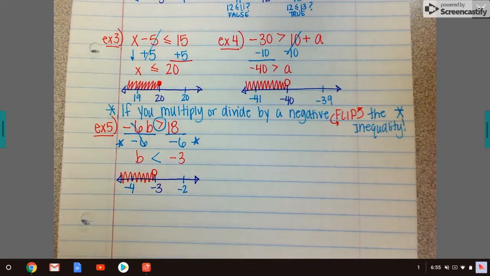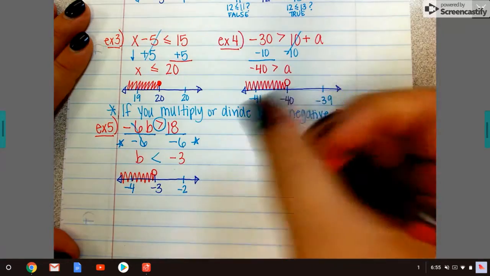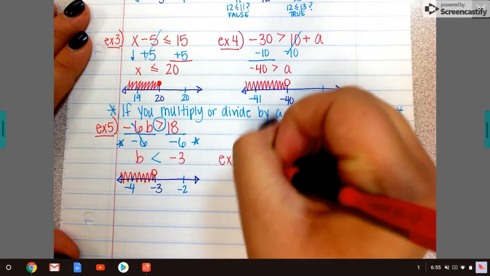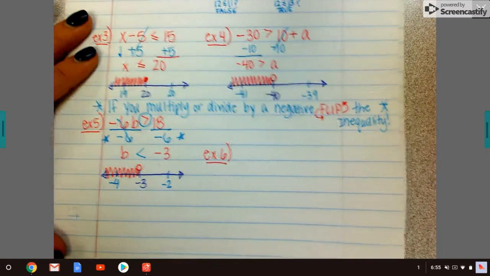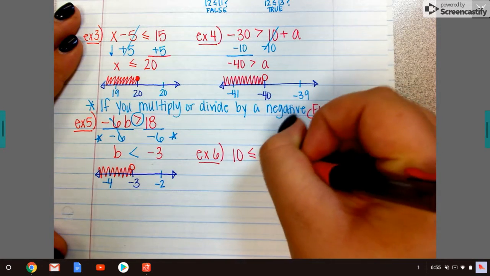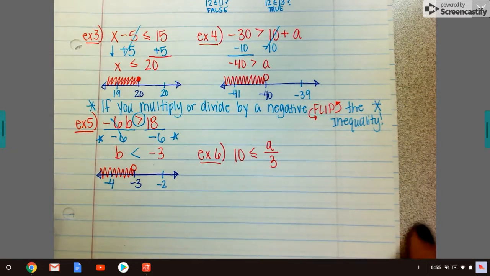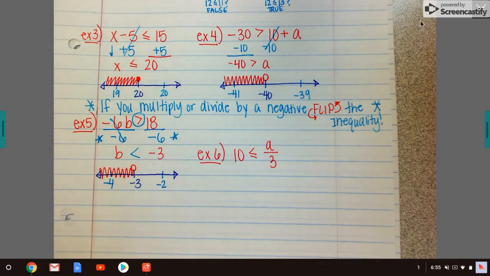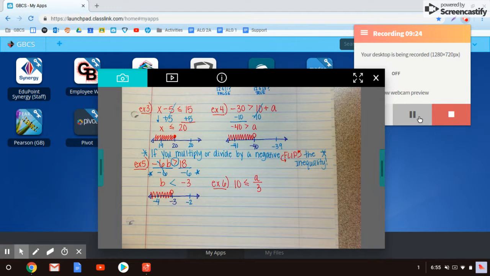We only have one more. I don't know why I scrunched that up. I'm going to come down here. So last one, let's do 10 is less than or equal to a over 3. So on this one, let's get a by itself. I'm going to, again, freeze my screen. You go ahead and try with me.